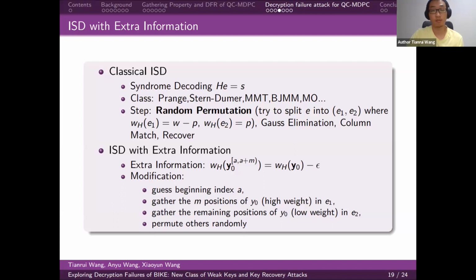Now in our modified version with extra information, here is the basic idea. We guess the beginning index of A, and gather the M positions of H0 in E1, because we know most of the ones are located in here. On the other hand, E1 needs most of the ones, which matches this. Gather the remaining R minus M positions of H0 in E2, because only epsilon ones are located here. The other positions are permuted randomly.